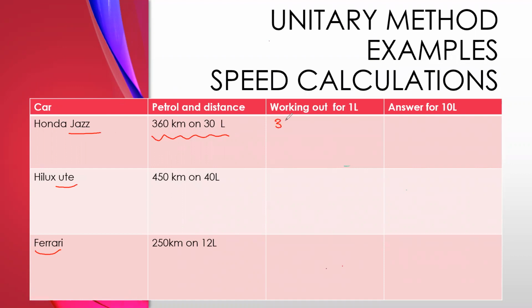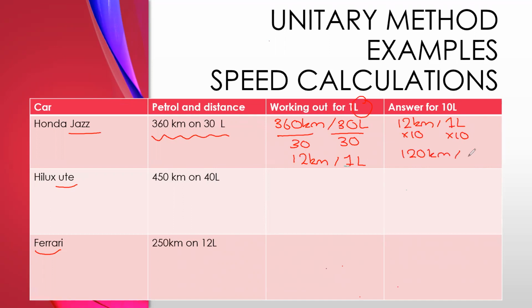I'm going to convert this into a rate. So 360 kilometers per 30 liters, all right? It's asked us to calculate how many kilometers, rather, 1 liter of petrol can get us. So similar to previously, I'm going to divide both sides by 30. 360 divided by 30 gives me 12 kilometers per 1 litre. Now, if I wanted to figure out how far 10 litres would go, and I know that 12 kilometers is 1 litre, I'm going to times both sides by 10. So 120 kilometers is 10 litres of petrol.